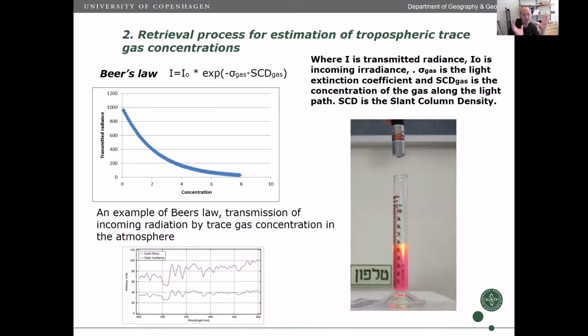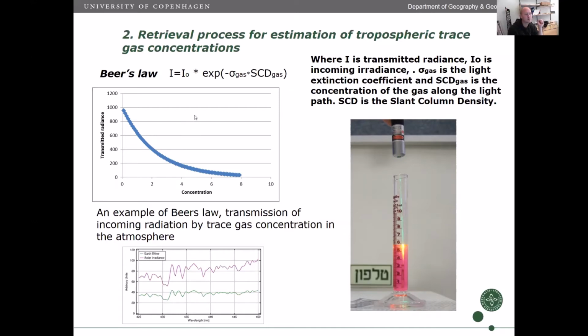So from our satellite, we now have measurements of incoming radiation in the different wavelengths and reflected radiation back from the Earth's surface. And then the difference between the two is what is absorbed. And in order to relate this to the concentration of the trace gas that we are interested in, we use something that is called Beer's law.